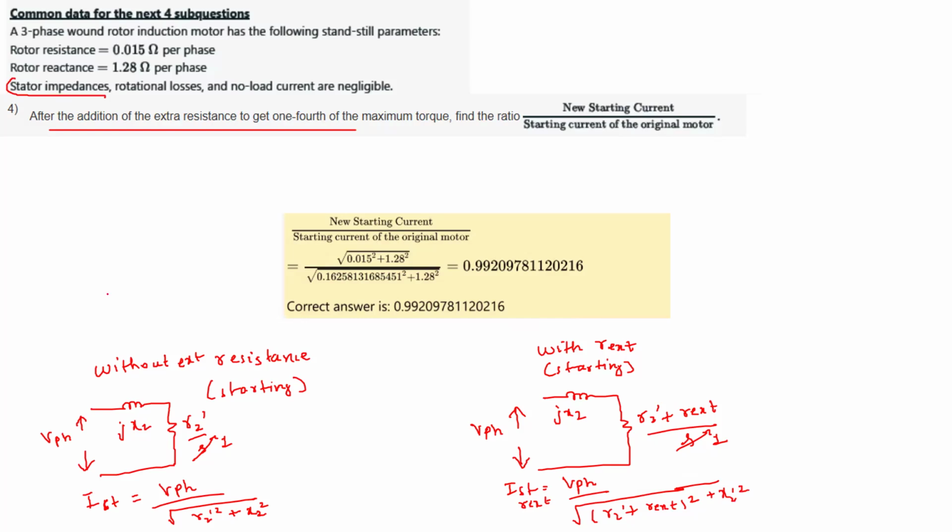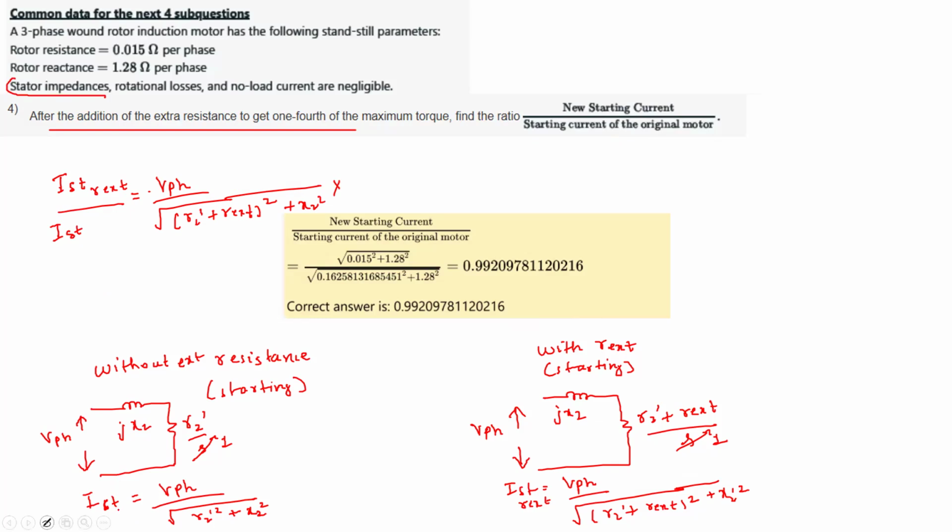Okay, so let us take the ratio of the two starting currents. So this is I starting, the new starting current, which is with the R external, and the starting current of the original motor, which is without the R external. So this is V phase by root over of R2 dash plus R external square plus X2 square, into I starting of the original motor.